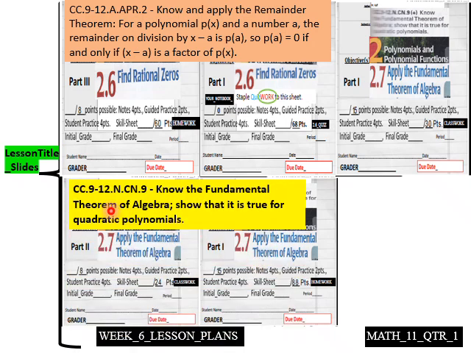And here is our standard for this section. It's N.CN.9. Know the fundamental theorem of algebra. Show that it is true for quadratic polynomials.